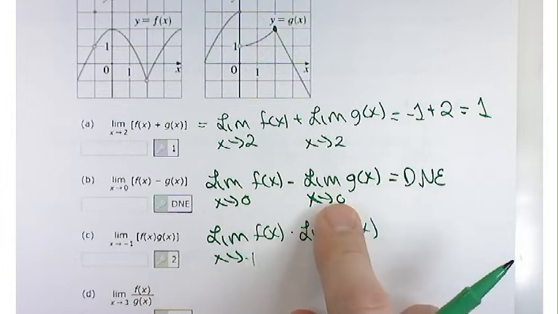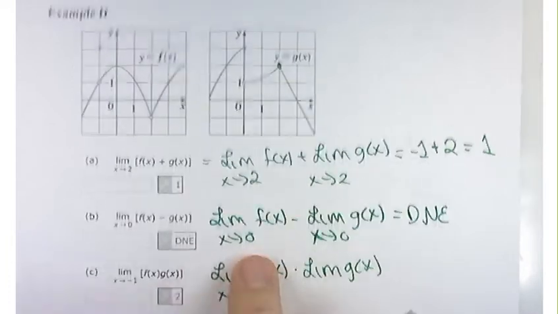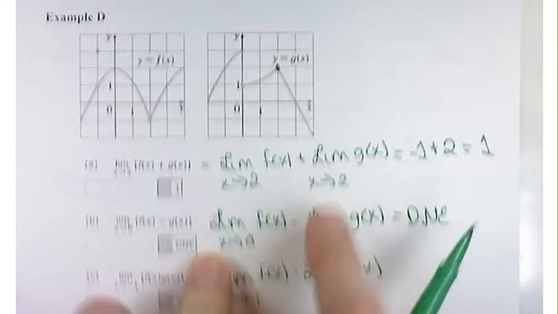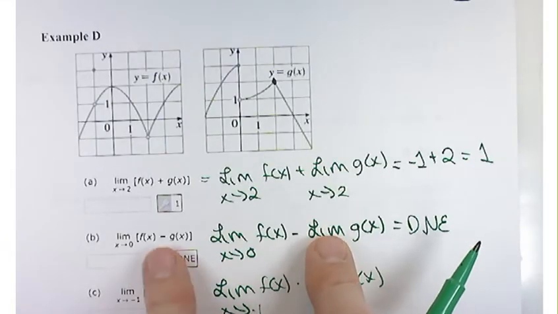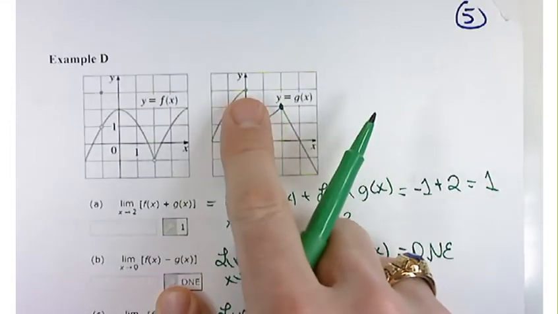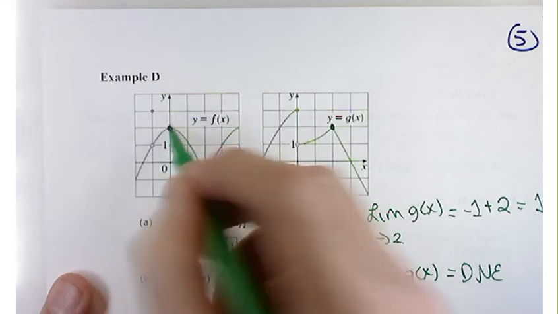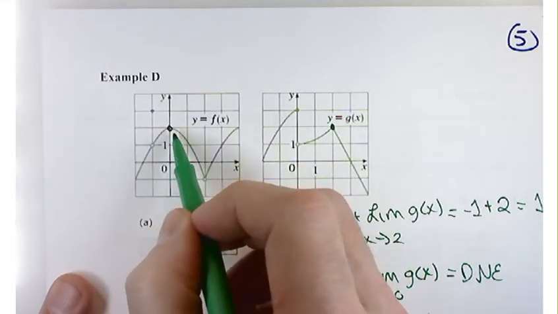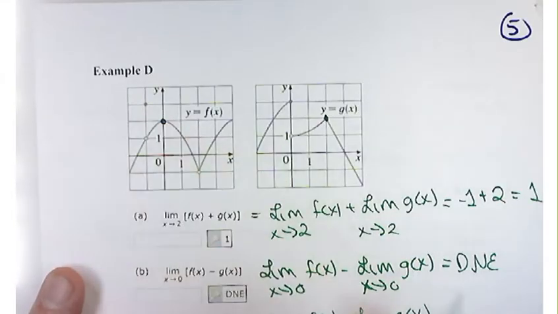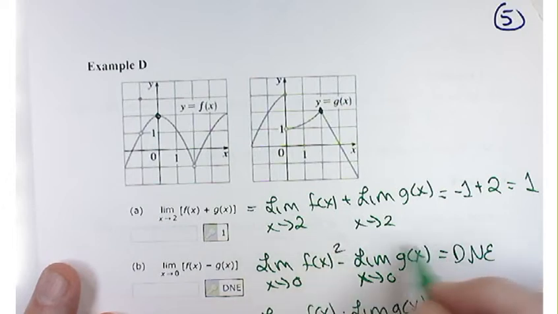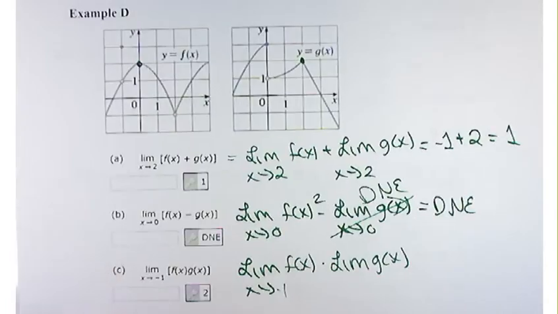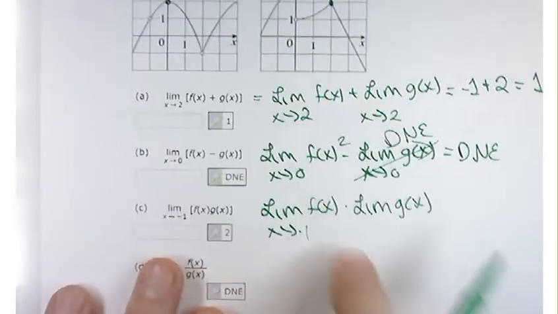Although if you're curious, actually, you know what? I was looking at it wrong: the does not exist applies to g of x, right? G of x doesn't have a limit at 0. F of x does have a limit at 0. As you get close to 0 from the left and from the right, that limit is 2, but it's the g of x that does not exist. So overall, the limit's not going to exist. All right, thanks, Jackson.